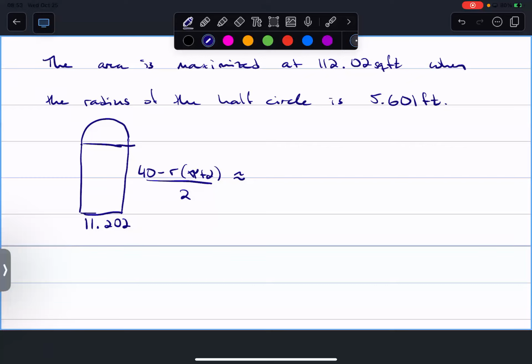Why is it just the same? Could I have simplified this all along? I don't see it. 20 minus r pi over 2 plus 1. I think I did something wrong. 5.601 times pi. Are you just getting back to r when you do it? Yeah.